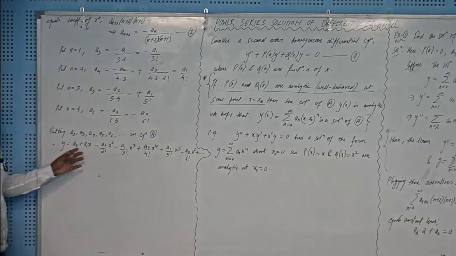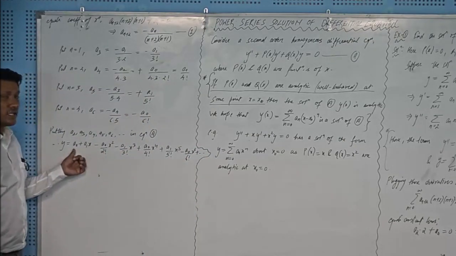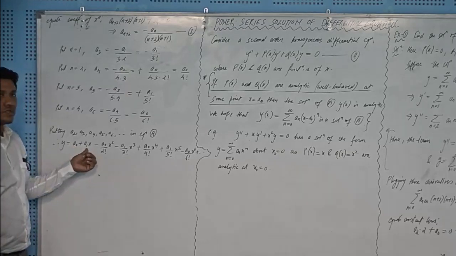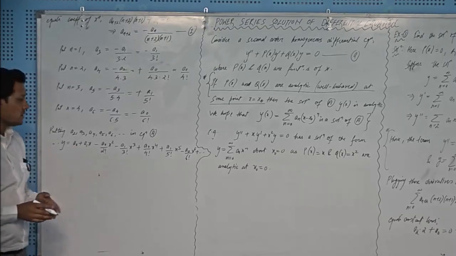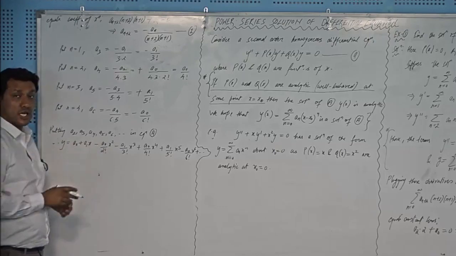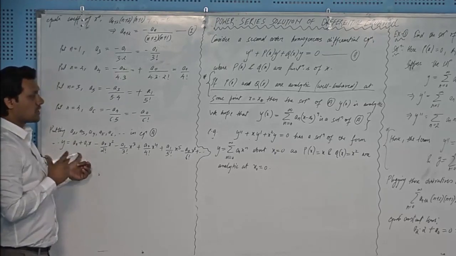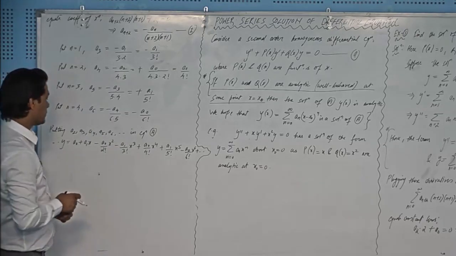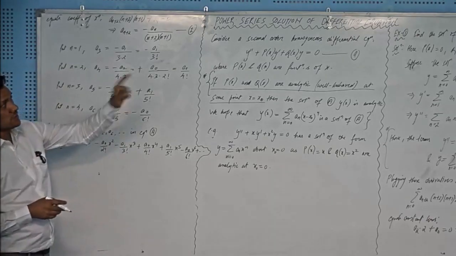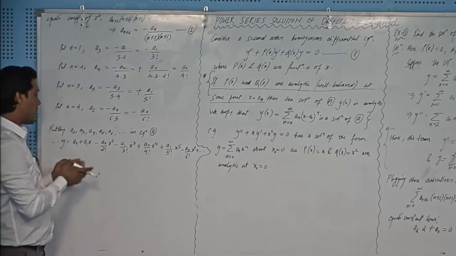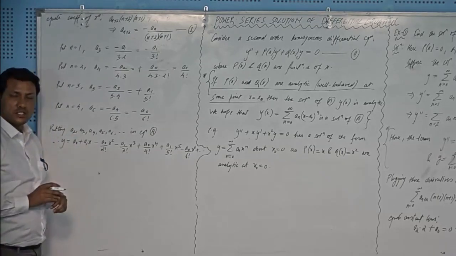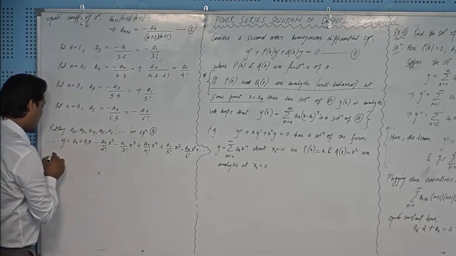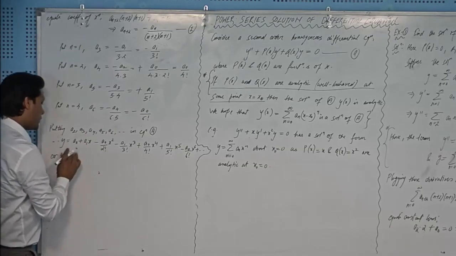You can see that all of the terms are containing either the coefficient A0 or A1, right? And that indicates that since only two arbitrary constants are present, this is a solution of a second order differential equation, and that fact is already true. You know that this is a second order differential equation, so we should have two arbitrary constants in our general solution, and you can see that this is true, right?